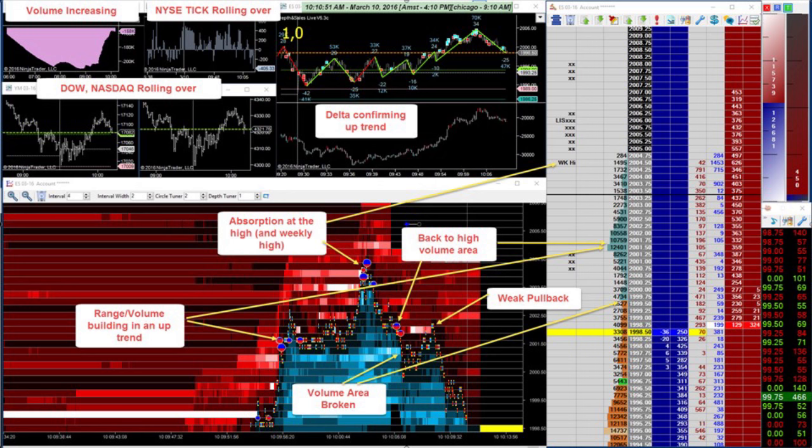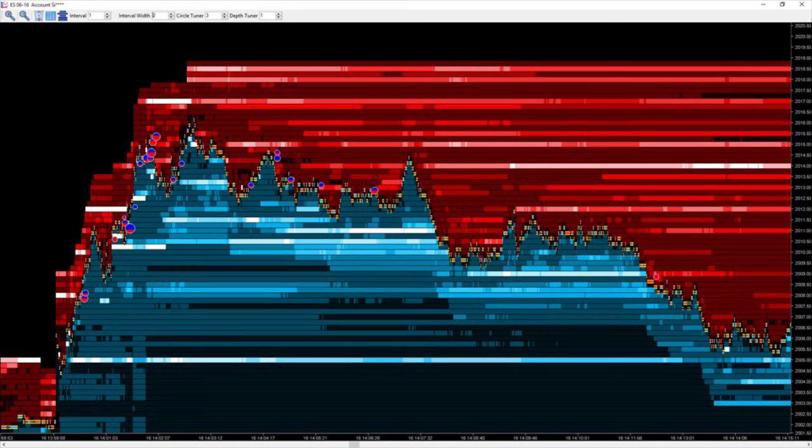Now, we can see that weakness in the pullback, both in the order flow and in the lack of upside participation, and also on the 90 tick, on the Dow, the Nasdaq, there's just no upside. So you have context, you have other markets confirming, and you have order flow all coming together to help us gauge pressure to the downside.